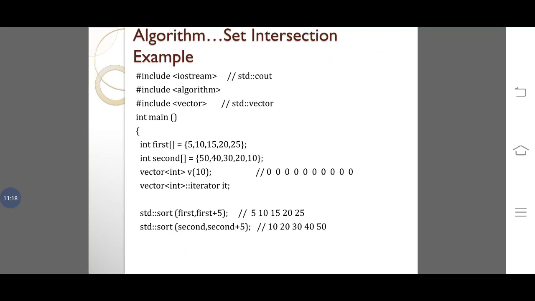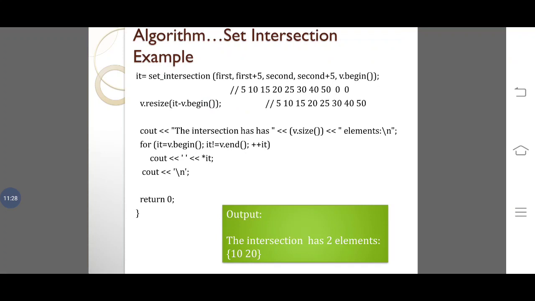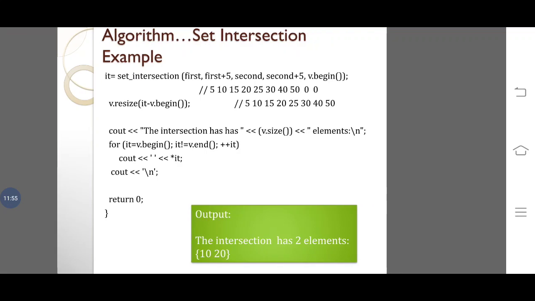Set_intersection means what? Only the common elements are kept. So when I am taking this, again observe the similar process as you have done previously. When I am using the set_intersection function, it is going to show that my intersection has only 2 elements. That means it has taken only those elements which are common in both of the vectors, that is 10 and 20. That is why it is giving 10 and 20. So this is the set intersection example.